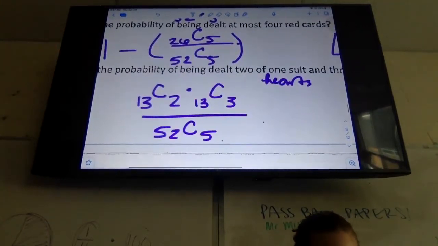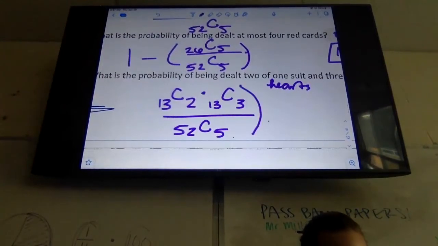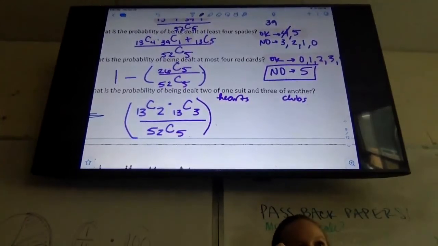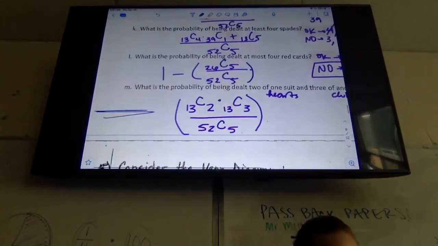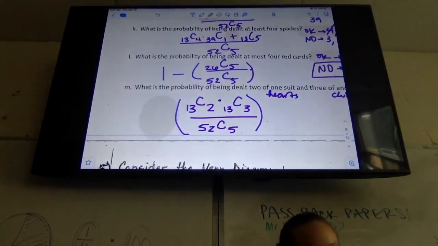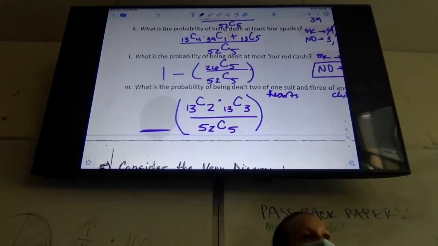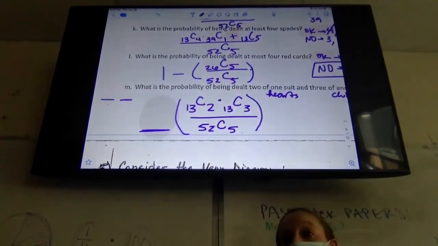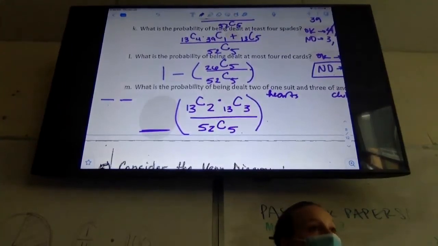All right, all over 52 choose 5. Now I had to pretend to tell you what suits to do in order for that to make sense in our head. That being said, we have to do one more thing here to show we're doing 2 of one suit and then 3 of another. So out front, I'm going to do the probability of us picking 2 suits. I have 1 suit I want first and then 1 suit I want second. I picked hearts first, but how many did I have to choose from?